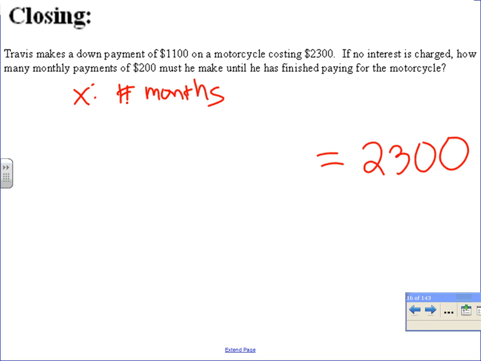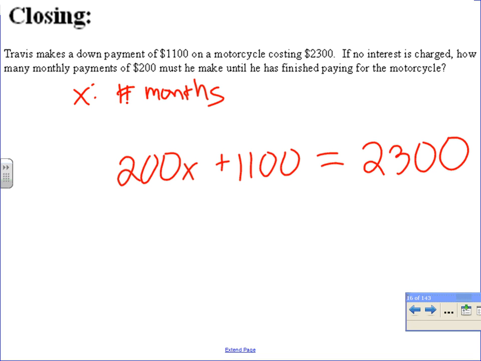We also know the down payment that he made on the motorcycle is $1,100. We also know that he pays monthly payments of $200 so he can pay this thing off. Anyone want to take a guess? How do we write down the down payment on the left-hand side of the equation? How do we show that that was a down payment? Mary, how do we show that? Okay, go ahead. Good job.